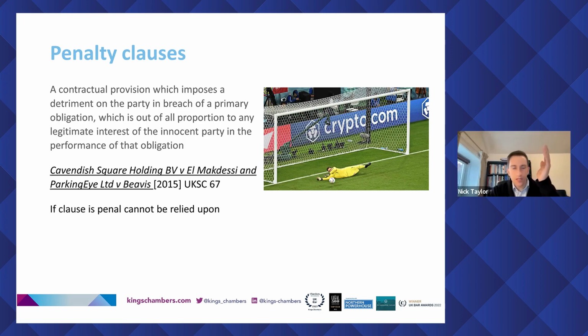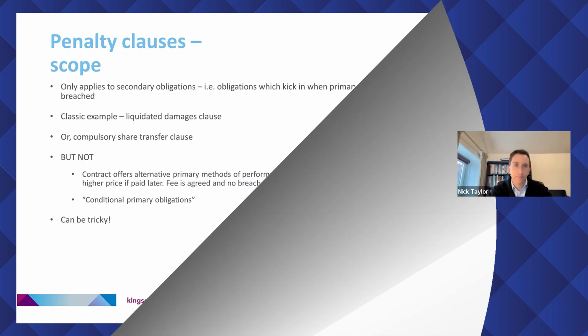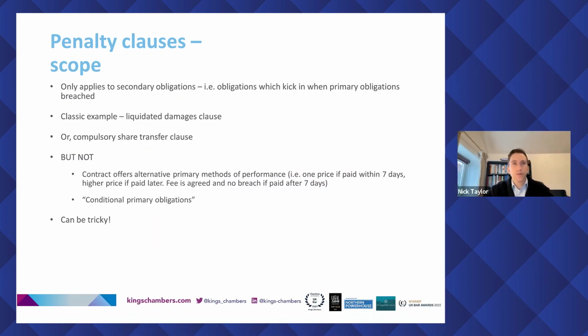bear in mind, and this probably applies to everything I've said today and talked about today, English courts and judges like to be known for upholding contractual freedoms. The penalty clause doctrine is a common law doctrine which interferes with that, so it will be applied sparingly. That said, how do you apply this doctrine? Well, firstly, you need to determine whether or not the clause is within scope. It only applies to what are called secondary obligations, i.e. those which are triggered when a primary obligation is breached.